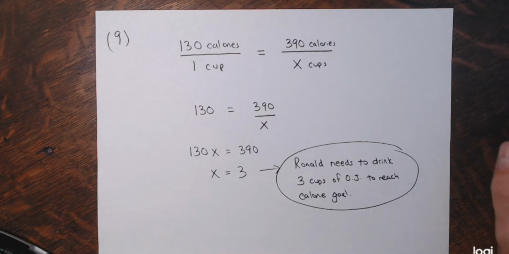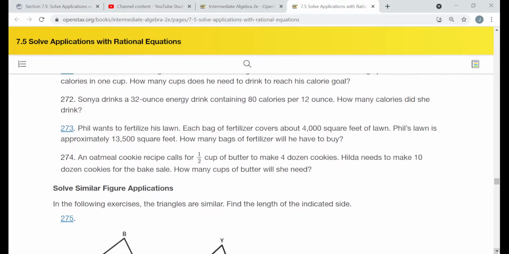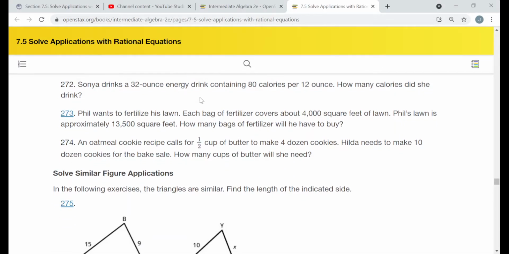All right. Next question. See, very similar setup to all these. You just got to pay attention to the units that are brought up. All right, so example 10 will be exercise 272. Sonia drinks a 32-ounce energy drink containing 80 calories per 12 ounces. How many calories did she drink?